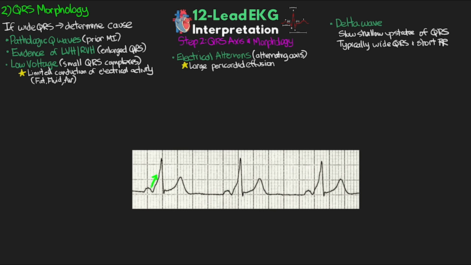And this is a classic Wolff-Parkinson-White pattern. So this is where we actually have an accessory pathway that bypasses our AV node, and thus we get ventricular depolarization starting, not originating from that signal coming down those bundle branches.